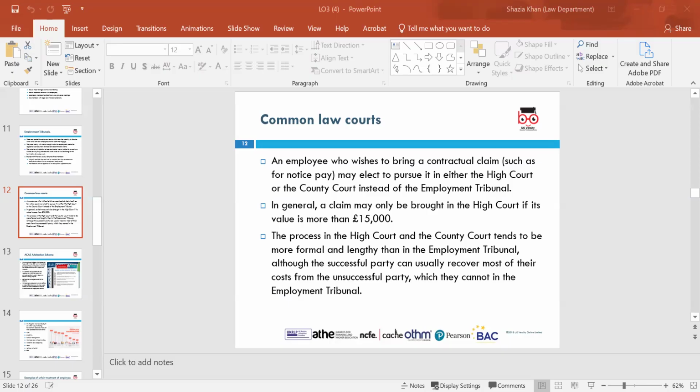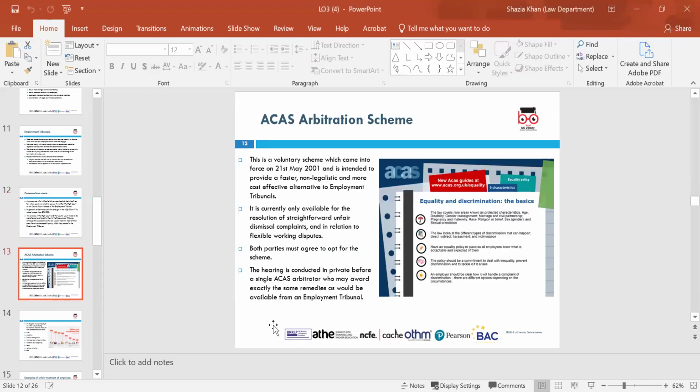In the common law courts, an employee who wishes to bring a contractual claim may elect to pursue it at the High Court or the County Court instead of the Employment Tribunal. In general, a claim may be brought in the High Court if the value is more than 15,000. The process of the High Court and County Court tends to be more formal and lengthy, as we mentioned earlier in the slide about the Employment Tribunal, where it's a little bit more informal.